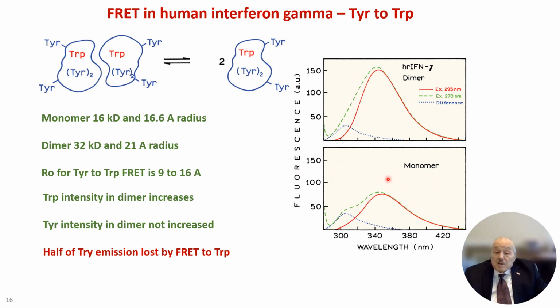So that's another reason why you don't see much tyrosine emission from proteins. I think we could quantify here that since the tyrosine emission did not double when the protein size doubled, half of its emission was lost by FRET to the tryptophan.